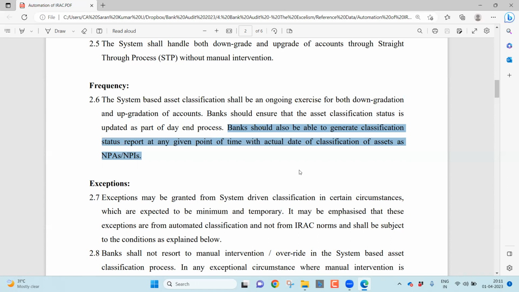I still remember in some of the banks earlier, the NPA process used to be month end. But after this circular, they have to make their process day end. You can ask for any date report with respect to the classification, and they must be in a position to give it. If they are not in a position to give it, you can answer the questions in the LFAR in an adverse way.